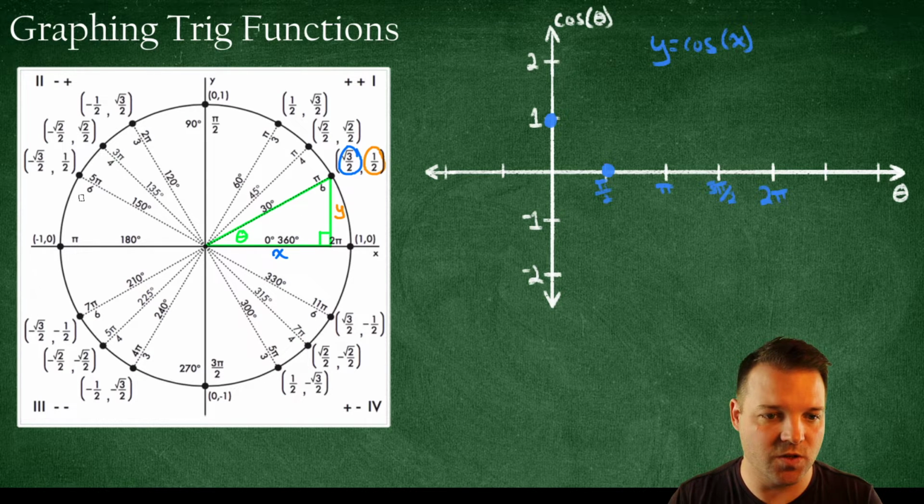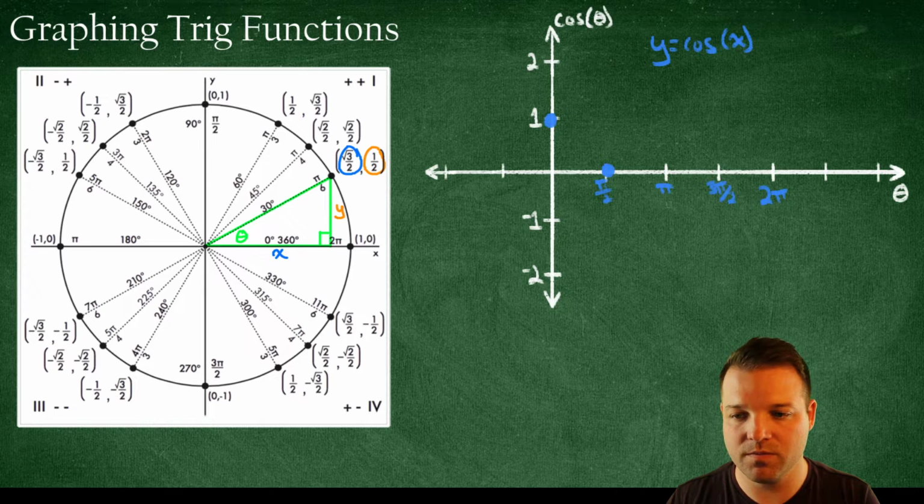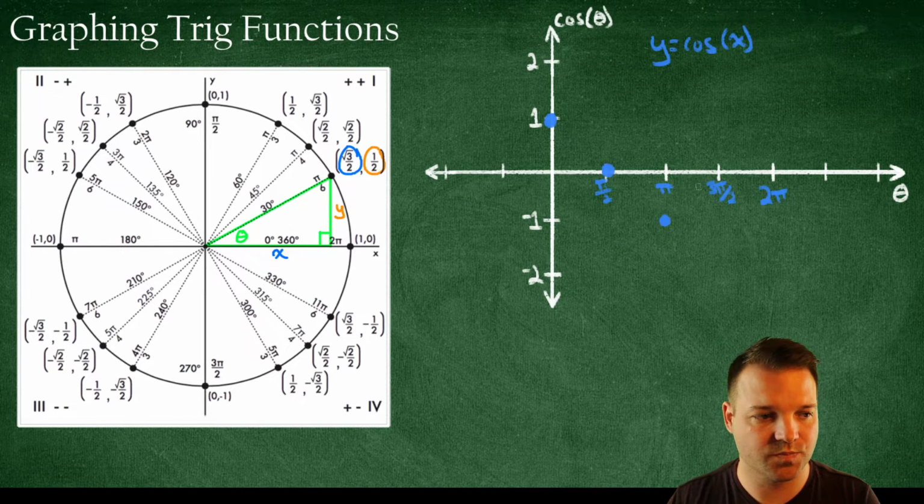Let's keep going to pi, which is the x value of -1. Let's plug that in here. And we're going to do 3 pi over 2. The x value goes back to 0. And at 2 pi, we've gone around 360 degrees to get back to 0, and the x value is going to be 1. So we have completed one cycle, or one period.